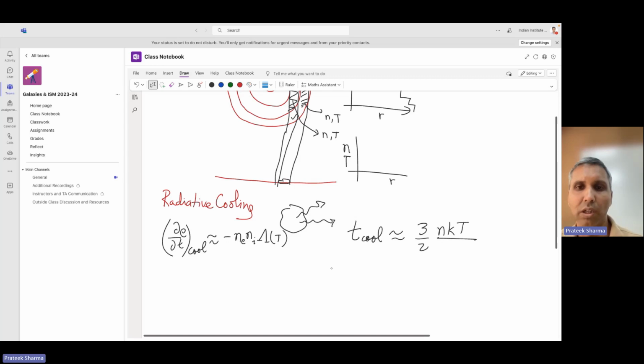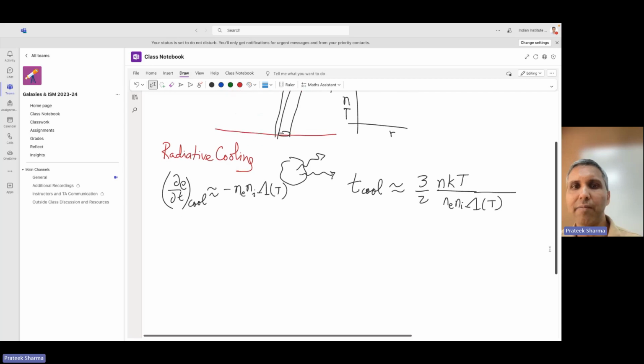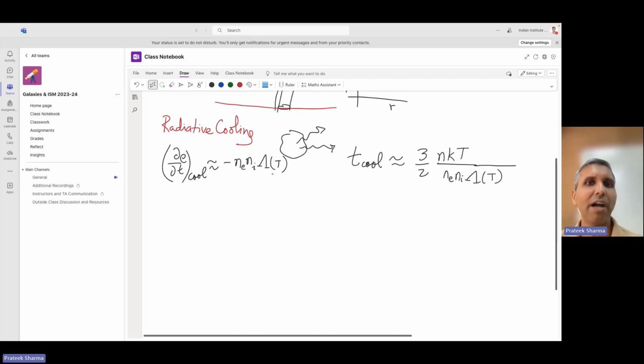E dot cool, Ne Ni lambda T. Right, so this is the cooling time. So lambda, you see, there's a reason why we are writing it in this form, n squared lambda, because lambda is now a part which only depends on temperature, not on the density. This is just a pre-factor which is controlling for the density dependence.